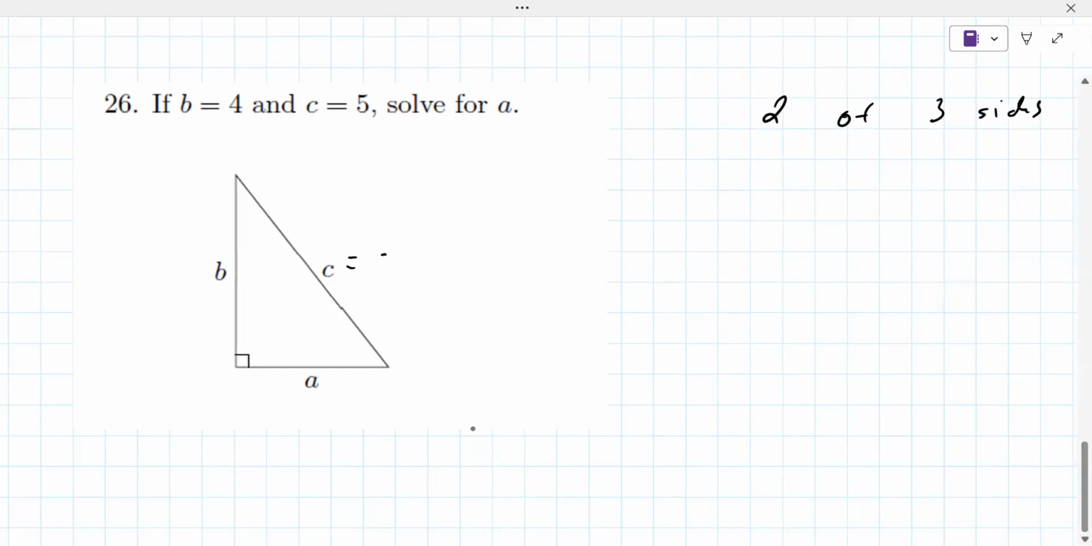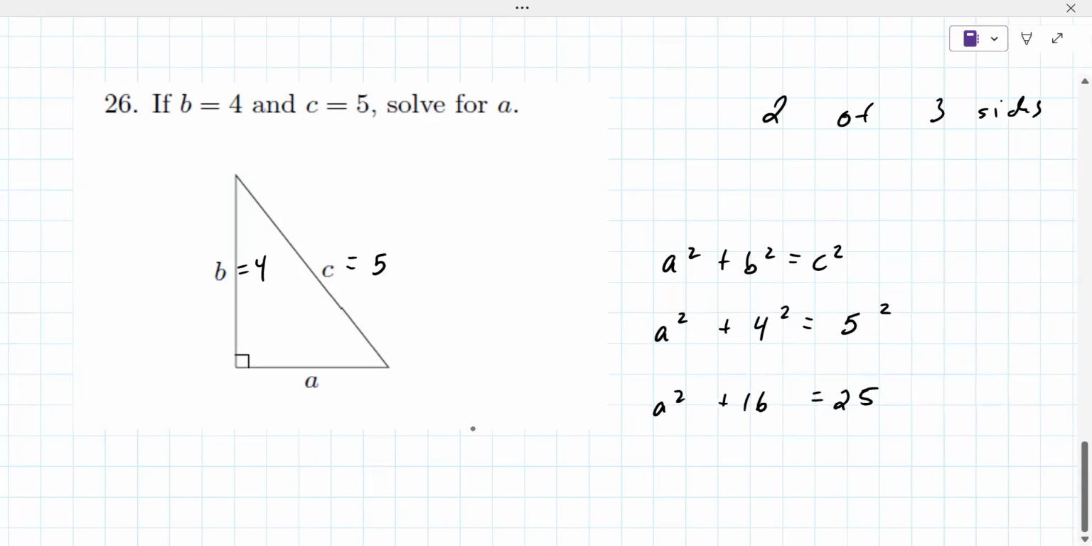So again, the good thing to do is to label the sides, okay? And write the equation. A squared plus B squared equals C squared. You don't know A, but you do know B. B is 4 squared. And you know C, that's 5 squared. Okay. So what you do is you square the ones you know. Square 4, square 5, and notice that your variable is in a different place. So it's different a little bit.